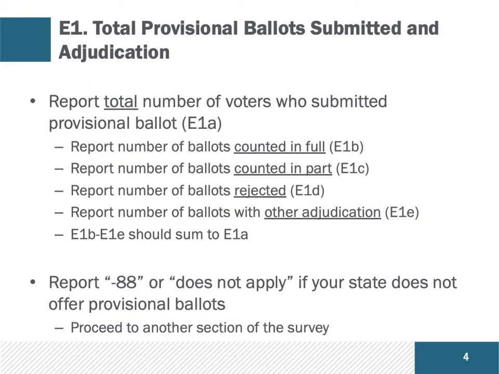Question E1 asks for the total provisional ballots submitted. You'll record this number in E1A. Next, you'll divide this total according to whether the provisional ballot was counted in full, counted in part, rejected, or reached some other adjudication. These categories E1B, C, D, and E should add up to the total you provided in E1A. If your jurisdiction doesn't offer provisional ballots, you'll record -88 in the Excel template or check does not apply in the online template for E1A and proceed to another section of the survey.